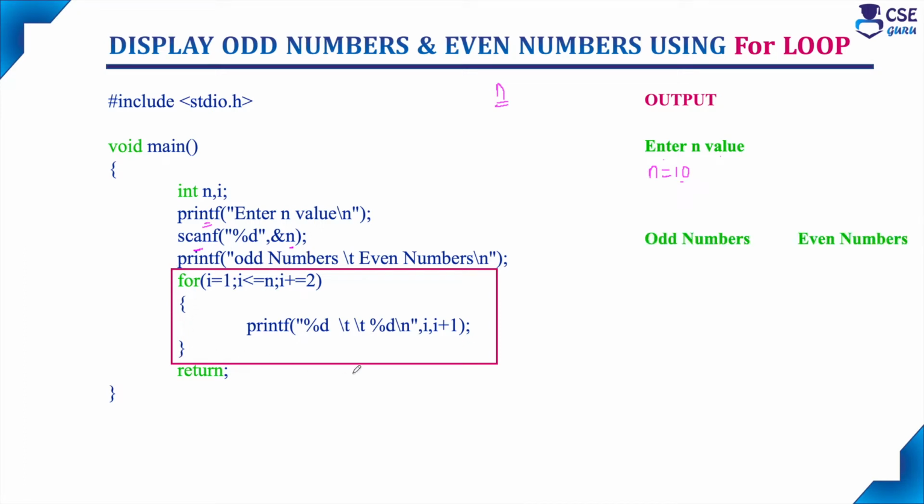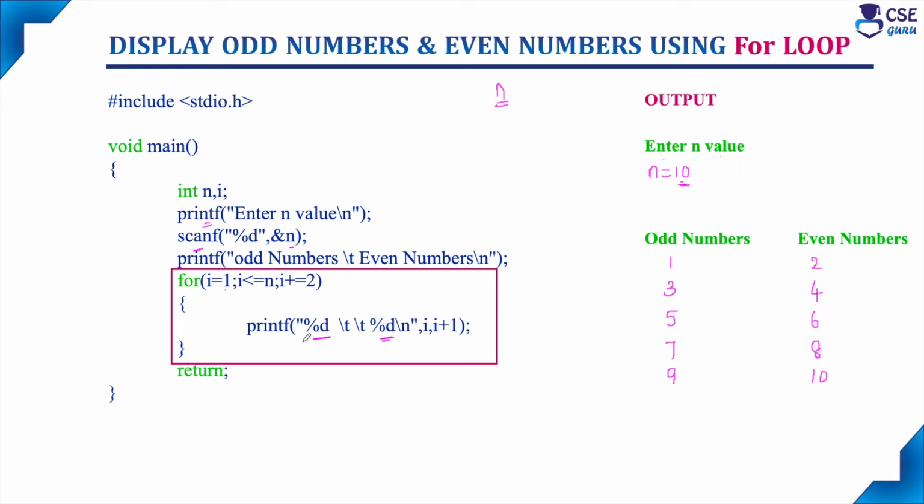And this is the main logic of this program using the for loop. Using this for loop, display the odd number and even number sequentially up to the variable value n. Up to n, the odd numbers are 1, 3, 5, 7 and 9. And up to the n value 10, the even numbers are 2, 4, 6, 8 and 10. So this is the output we will get on the output screen.